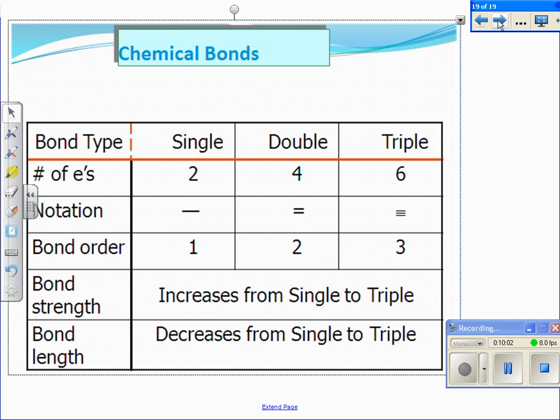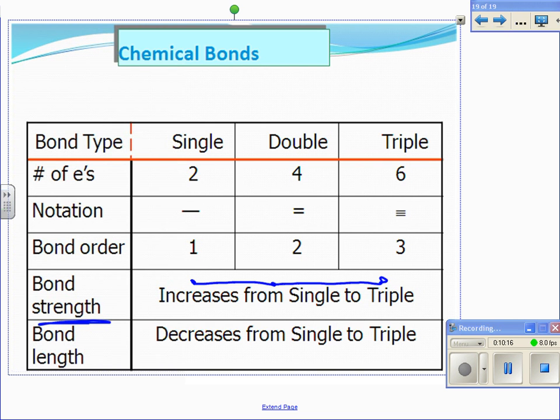Next thing, talking about chemical bonds, we have single bonds, double bonds, and triple bonds. The trend is, as the number of bonds increases, bond strength increases. So if you go from a single bond, a double bond's stronger, and a triple bond's the strongest. So the number of bonds and bond strength are directly related. Bond length is inversely related. So for example, a single bond is actually the longest.